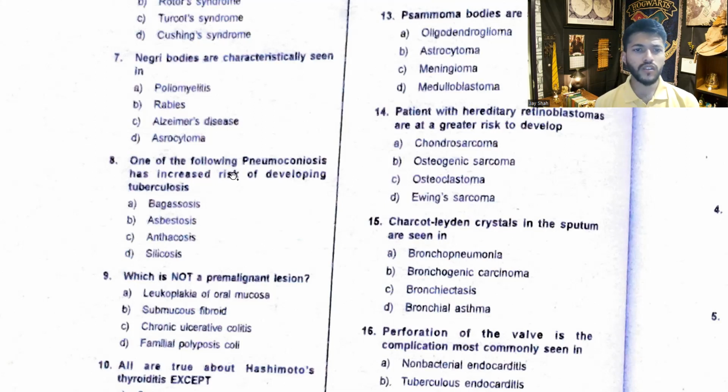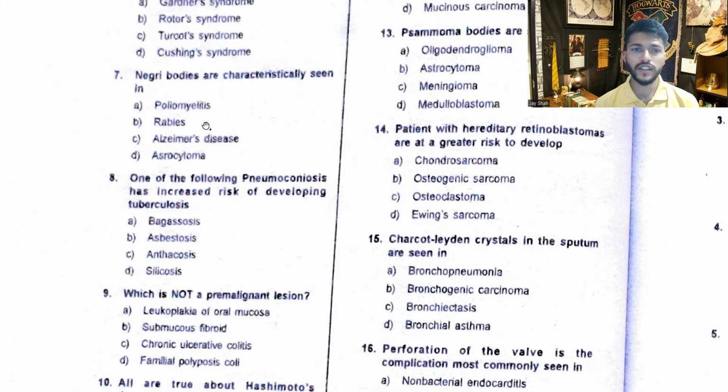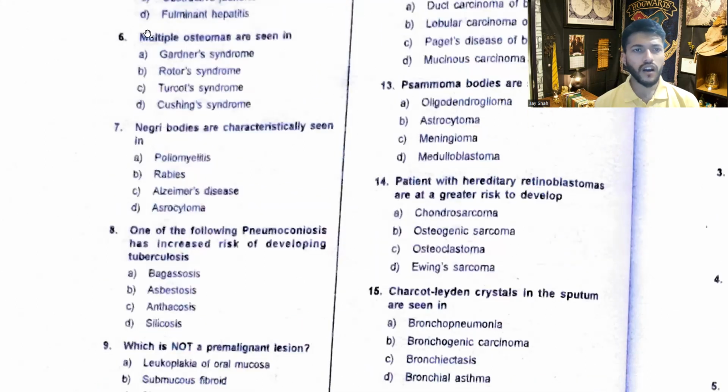One of the following pneumoconioses has increased risk of developing tuberculosis. Answer is silicosis. Remember it. Negri body is characteristically seen in rabies. I've told you. Alzheimer's disease, you will generally see Lewy bodies. Lewy bodies are seen in basically Parkinson's.